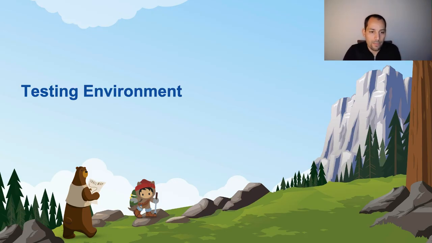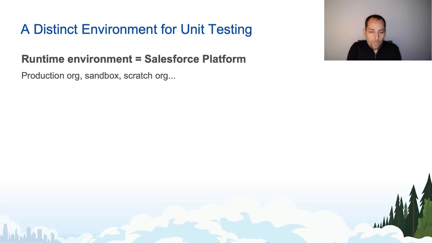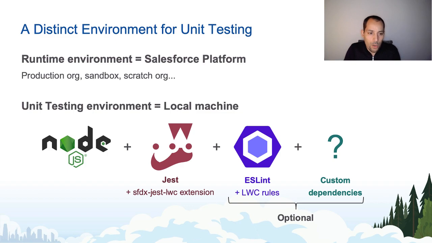All right, let's start with the testing environment. When you're testing Lightning Web Components, there's one thing you need to know. You're testing in two different environments, and there's a distinct environment for unit testing, which is not the same as the runtime environment. By runtime environment, I'm talking about the platform. When you're running your actual Lightning Web Components, generally you're running them on a production org, on a sandbox, maybe a Scratch org, but it is a Salesforce org. However, when you're running unit testing, there's a specific environment which is separate. Testing with Lightning Web Components is done on your local machine only. It's something that can actually run offline. It's not necessarily connected to the internet.